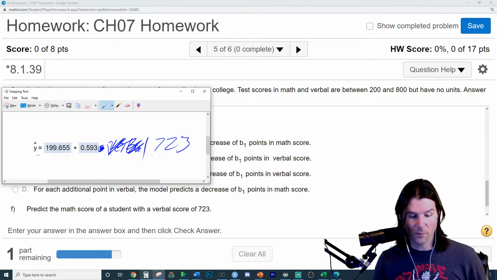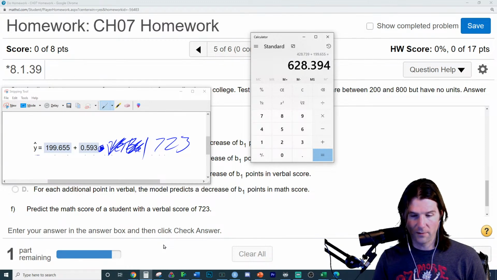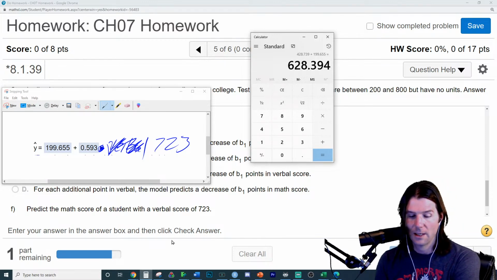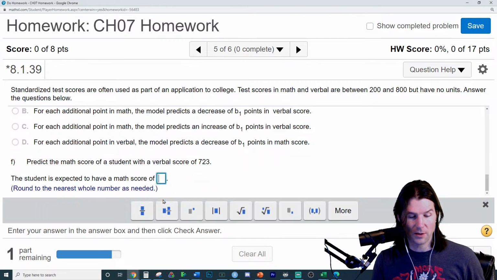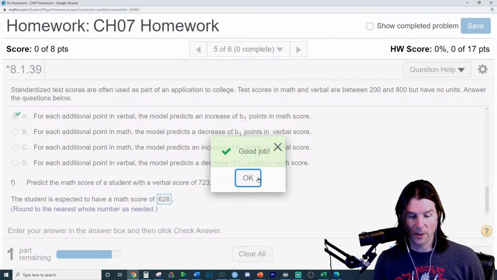It's just solving the mathematics, 723 times 0.593 plus 199.655. And it carries out more digits. I think it says round this to the nearest whole number, so that would round to 628. Either way, it rounds to 628, and we got it.